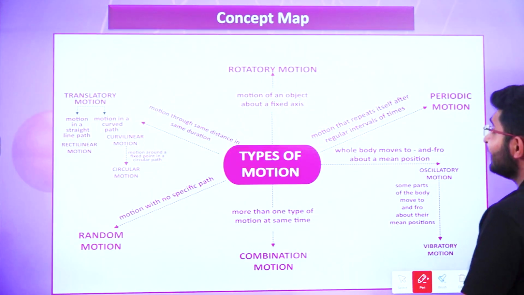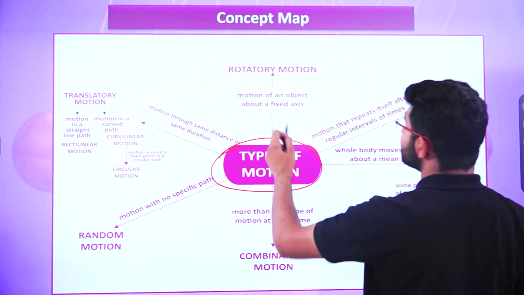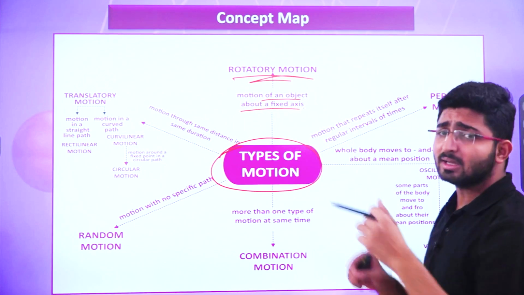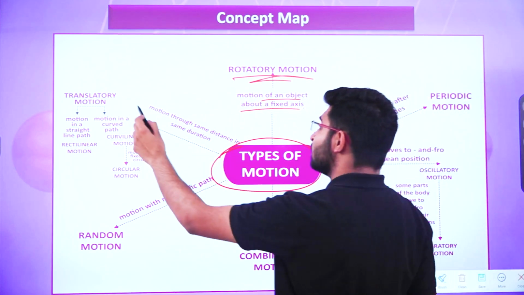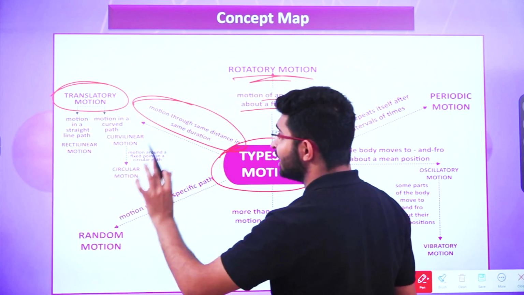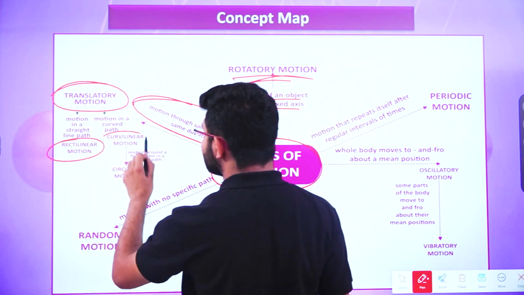You can see the types of motion. The very first is rotatory motion. You can see motion of an object about a fixed axis, that is the rotatory motion. When motion is through the same distance in the same duration, that will be the translatory motion, and translatory motion is of two types, that is rectilinear and curvilinear.